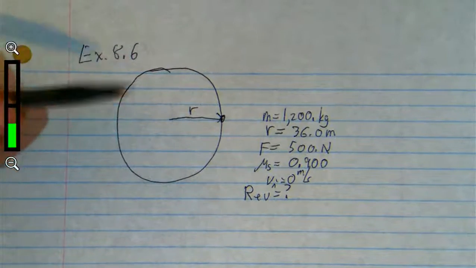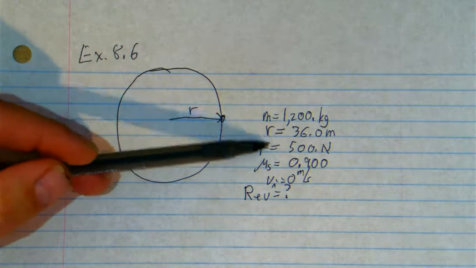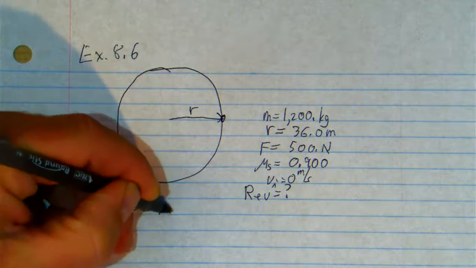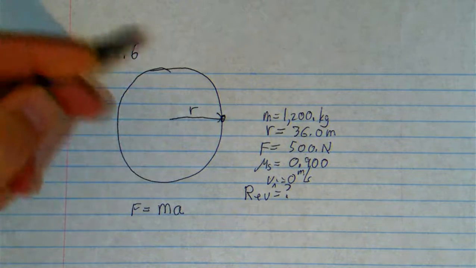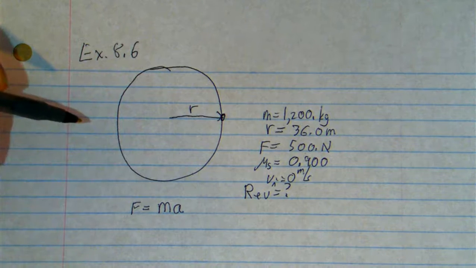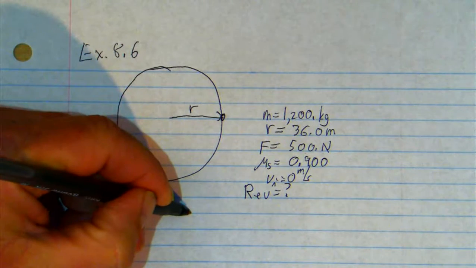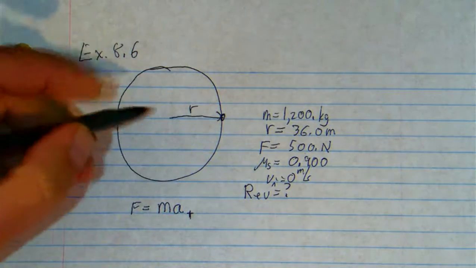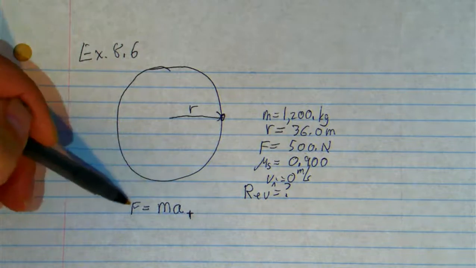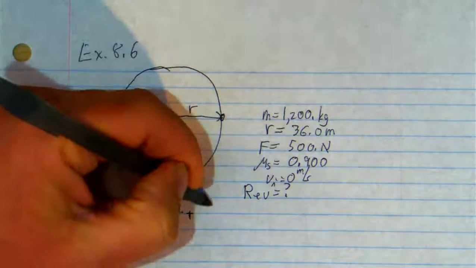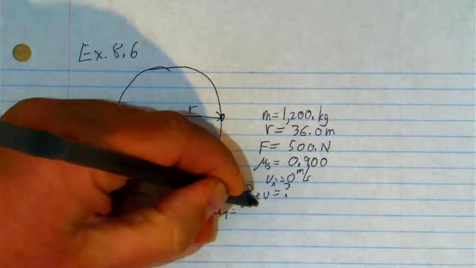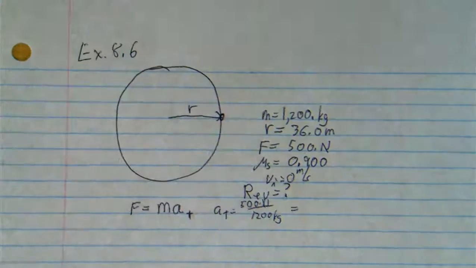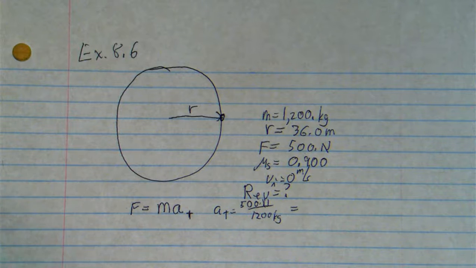From my point of view, the first step would be to calculate the acceleration of the car. And I would do that using Newton's second law, F equals ma. In this case, it's going to be the centripetal acceleration that I am calculating. Actually, that's not true. The tangential acceleration, I'm sorry. Well, if F equals ma, then a equals F divided by m. So if I calculate 500 newtons divided by 1,200 kilograms, then 5/12 will be my acceleration.